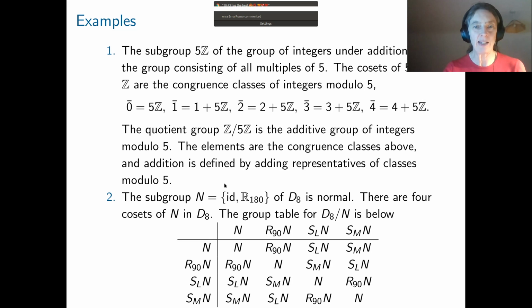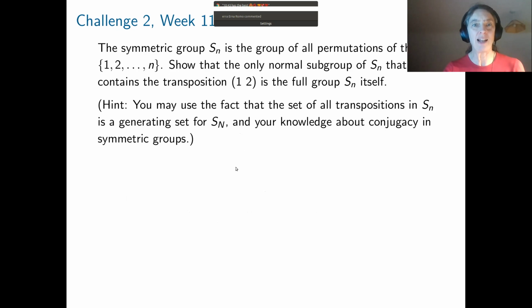Okay, that's it, essentially. Here is our final weekly challenge, challenge 2 for week 11. Again, it's about normal subgroups rather than about quotient groups. As we know, the symmetric group Sn is the group of all permutations of the set of n elements 1 to n. The challenge is to show that the only normal subgroup of Sn that contains the element (1 2), the transposition that swaps 1 and 2 and leaves all the other n minus 2 elements alone, is the full group Sn itself.